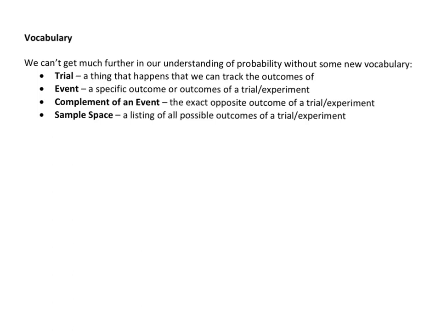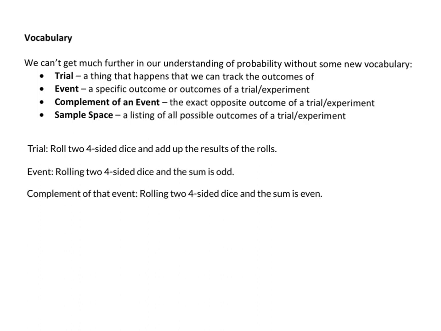Now, I kind of want to do a mini example of us using this information. So let's say that we conducted a trial. Our trial is that we want to roll 2 4-sided dice and add up the results. So this is a trial because it's a thing that happens. It's a thing that we do that we can track the outcomes of. Okay? Now, let's think about what an event for this would be. An event for this might be that we roll 2 4-sided dice and we add up the results, and the event part is that the sum is odd. Okay? And of course, the complement of that event is that rolling those 2 4-sided dice and the sum being even instead of odd.